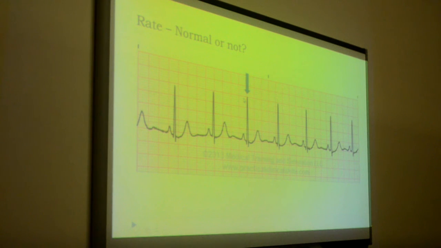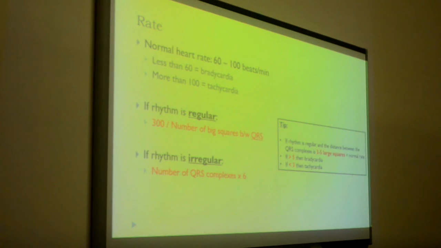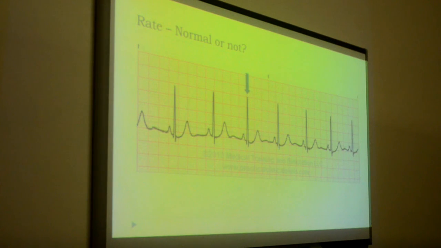Can you explain the tip you gave us on 3 to 5, based on the ECG? Okay, this one is the closest thing I can find to the line. 1, 2, 3, 4, 4.5, okay, it's normal. It's between 3 and 5. You only count the boxes? Yeah, I only count the large boxes.